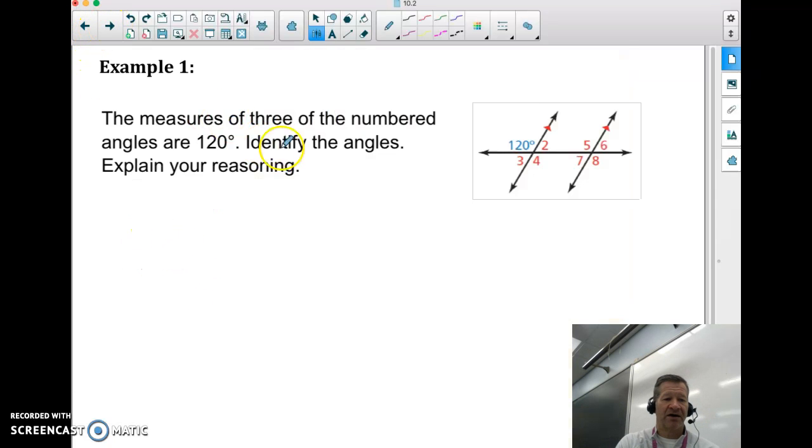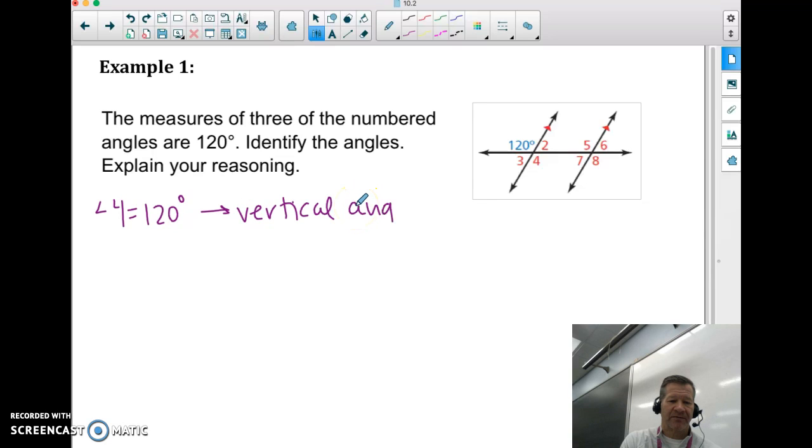Example 1 says the measure of 3 of the numbered angles are 120. Identify the angles and explain your reasoning. Well, for starters, if this is 120, I know that angle 4 is 120 because we learned back in chapter 8 that those are called vertical angles, or the vertical angles theorem tells us that those two angles are the same.